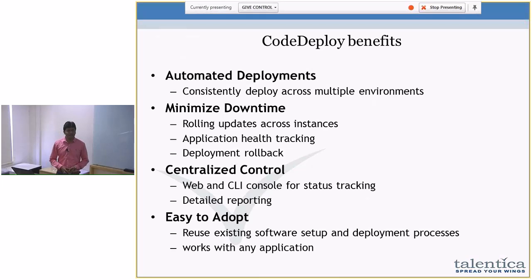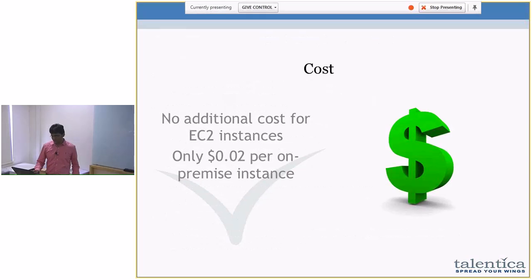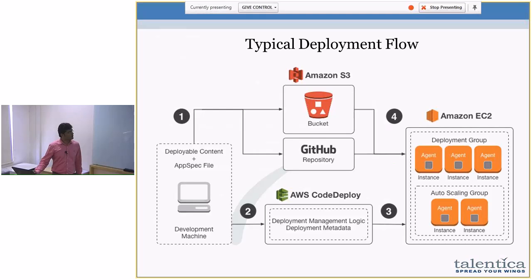We have centralized control. It is a very good web and CLI console for status tracking. Like if we have n number of instances, then one by one we can track the deployment progress. We can also see the reports, and it is very easy. It can be integrated with any application, and even the setup which we do, we can reuse anytime. So these are the benefits. Cost: there is no additional cost for EC2 instances. So this is the typical deployment flow.